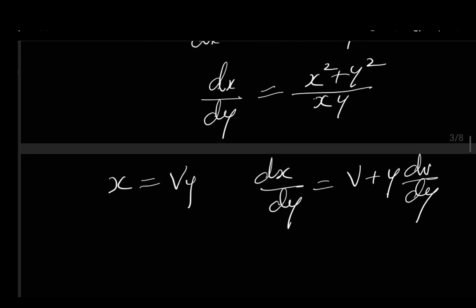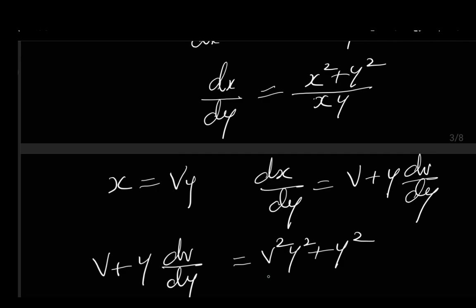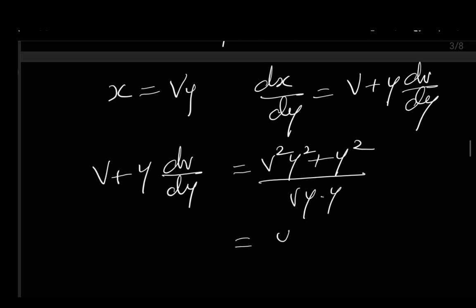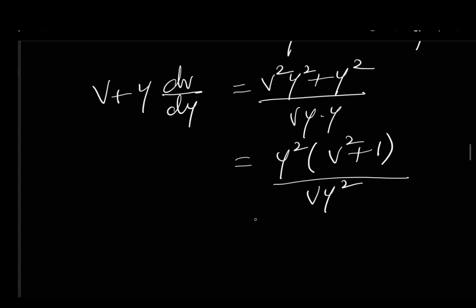Now let me replace x as vy, dx by dy as v plus y dv by dy is equal to x squared plus y squared, x as v squared y squared plus y squared, divided by vy into y. See, all the terms have y squared common. So v squared plus 1 divided by vy squared. So y squared by y squared cancel. V square plus 1 by v.